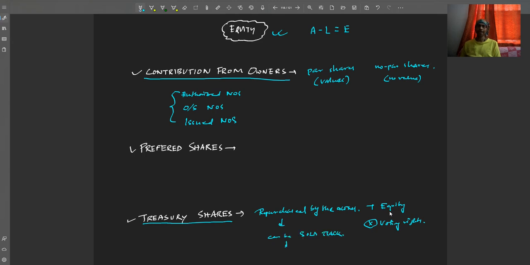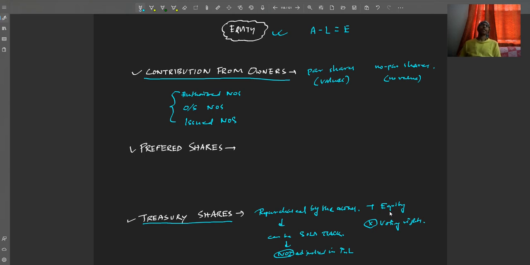When it is sold back, the gains or losses are not adjusted in the profit and loss statement. Please remember this, not. If there is a gain through sale of treasury shares, that is not adjusted in the profit and loss statement.